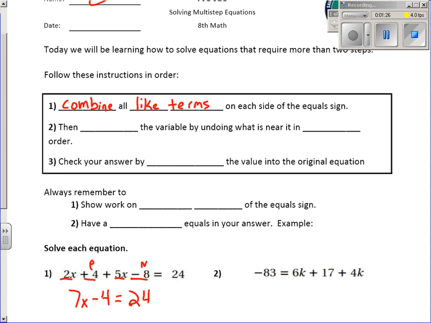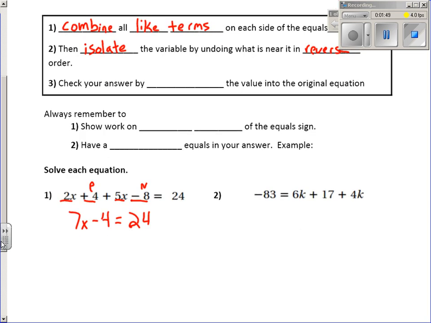And the next step will be to do pretty much what we would do if we were given this equation. You isolate the variable, you get the variable alone. Now, the way we do that is we undo what is near it, undo the operations that are near the variable in reverse order. So here, the first thing happening to the variable is multiplication, then subtraction. So we undo the subtraction first. The way we undo subtraction is we add.